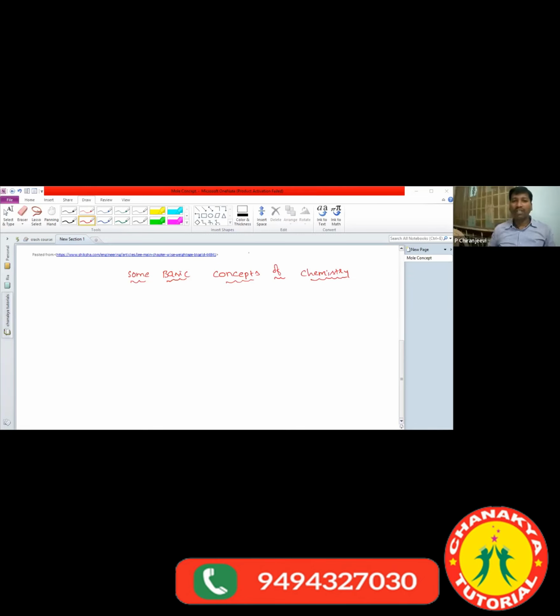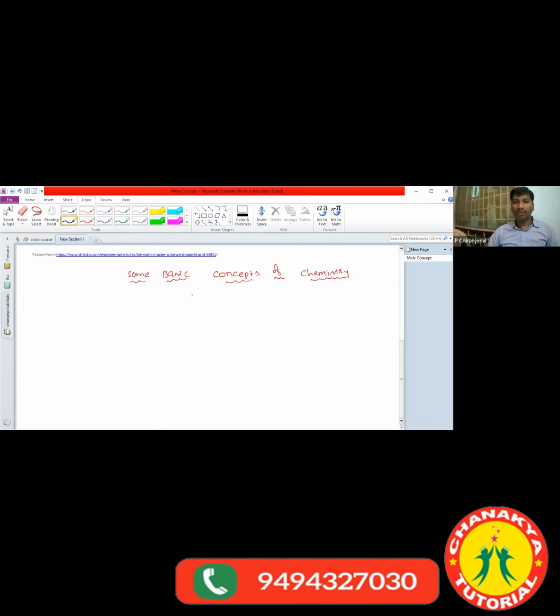Now we'll discuss some basic concepts of chemistry. What is it? Under some basic concepts of chemistry, we are going to discuss the mole concept and the laws of chemical combination. Empirical formula and molecular formula we will also discuss. And one more concept is the limiting reagent. These four concepts are very, very important for the JEE level examination.